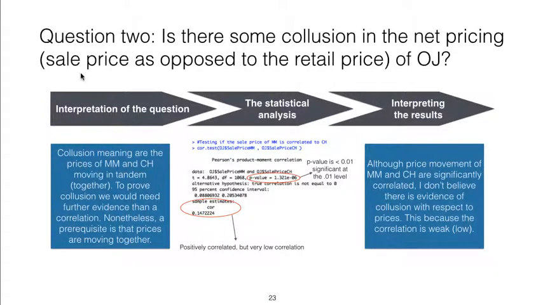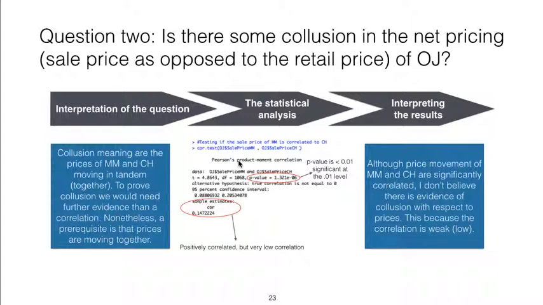So, interpretation of the question, the statistical analysis, interpreting my results. So, I'm going to interpret the question. Collusion meaning, are the prices of Minute Maid and Citrus Hill moving in tandem? Are they moving together? That's collusion. That's one of the components of collusion. To prove collusion, we would need further evidence than a correlation. Okay? However, this is a prerequisite. If they're colluding in prices, prices should be moving together.